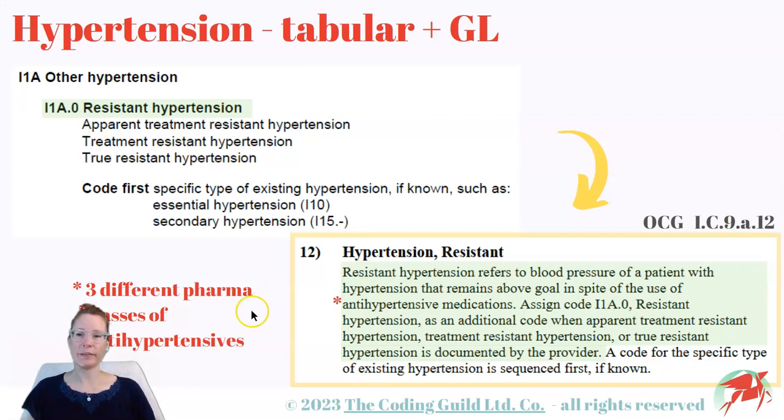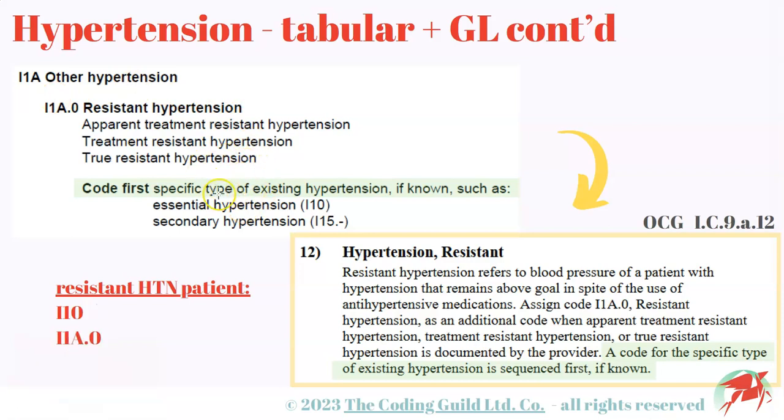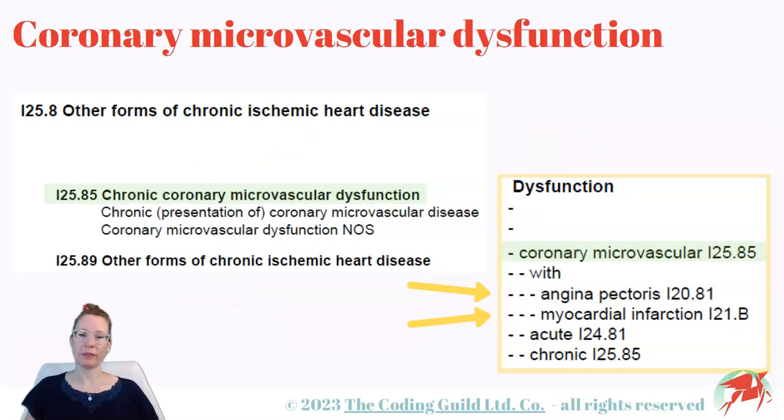As a side note, resistant hypertension is diagnosed if the patient is already using 3 different antihypertensives from different pharmacological classes, but their blood pressure is still high. The guidelines continue. A code for the specific type of existing hypertension is sequenced first if known. Here we can see the same instruction in the tabular and an example for an elderly patient presenting to their provider with resistant primary hypertension. The coding would be I10 for the underlying hypertension, followed by I1A0 to specify that this hypertension is resistant to treatment.